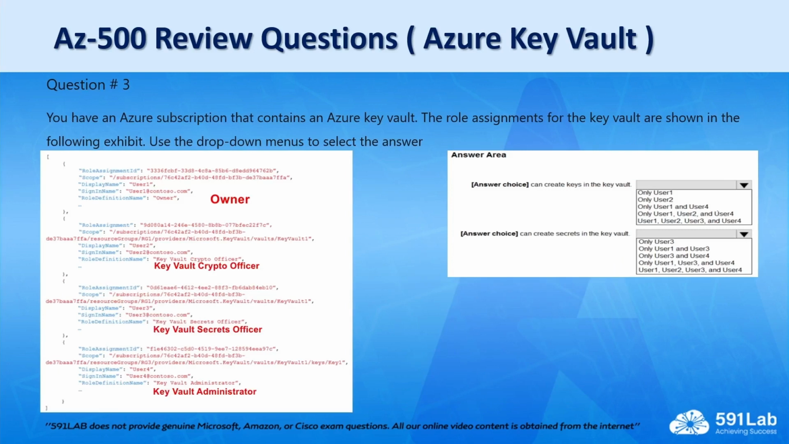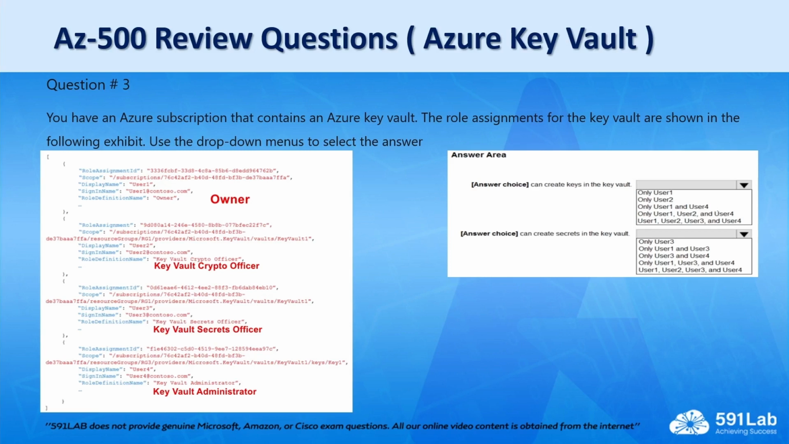So here we have our third question, and here we can see you have an Azure subscription that contains an Azure Key Vault. Okay, so we have one subscription where we already have an Azure Key Vault. Now the role assignment for the Key Vault are shown in the following exhibit. So this is the role assignment. Basically, this role assignment is written in the JSON format. That's fine. Let's understand and try to read them.